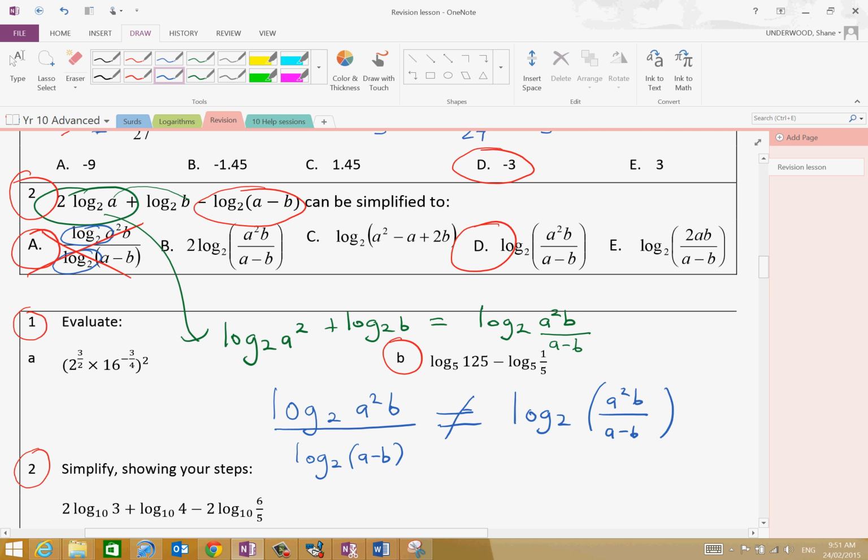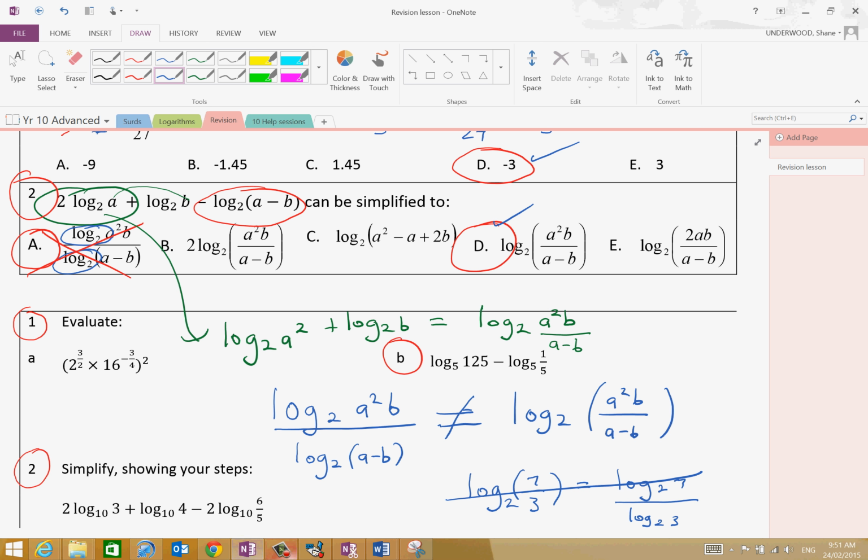You can try it in your calculator. You could try log of 7 on 3. Does that equal log 2 of 7 on 3? Does that equal log 2 of 7 over log 2 of 3? No, it doesn't. I'm telling you now, you just need to review that, please, because that's a fundamental mistake the students make. So the answer again was D.